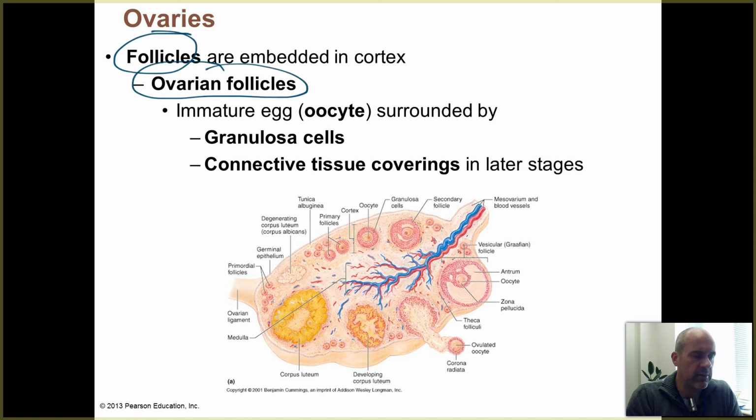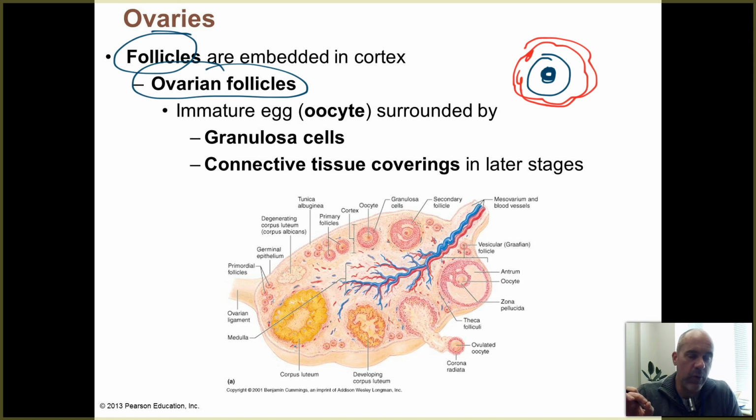Okay, some key structures that we'll be talking about in the ovaries are called follicles, or ovarian follicles. And these are not the same as the oocytes. An oocyte is a developing egg cell, and it goes through different stages. All right, so that's an oocyte. And then a follicle is going to be the housing around this egg cell. And there are different types of follicles. They go through different stages.